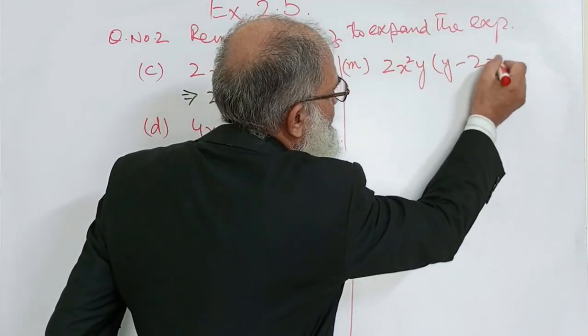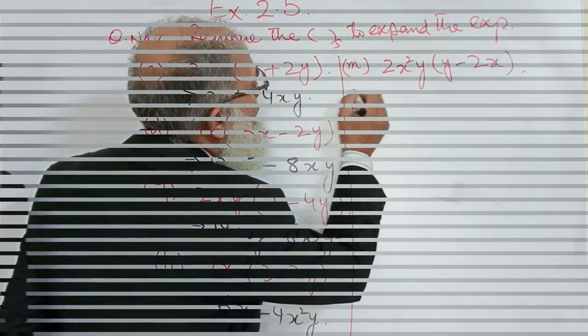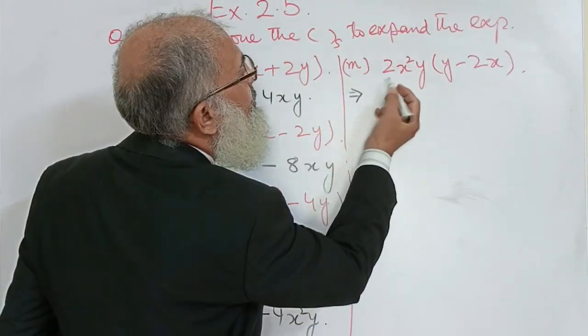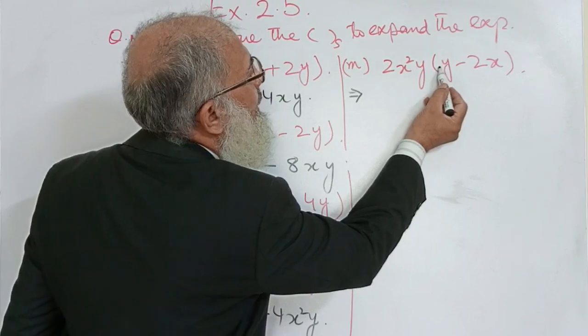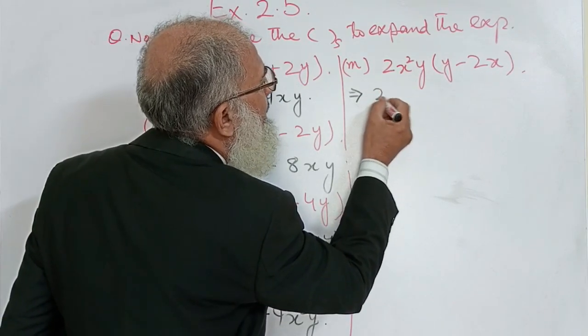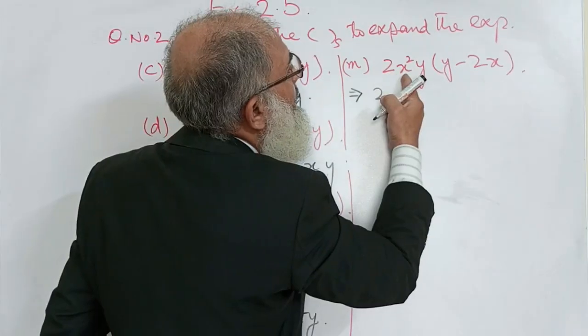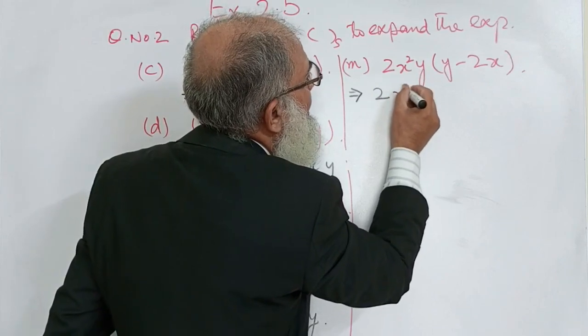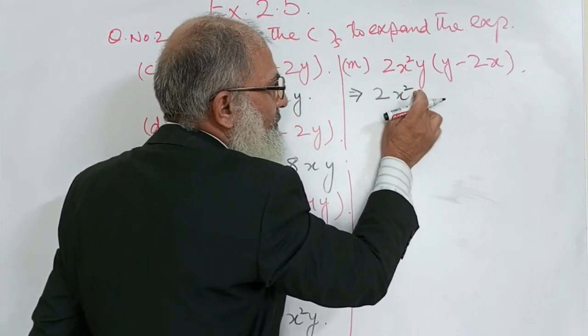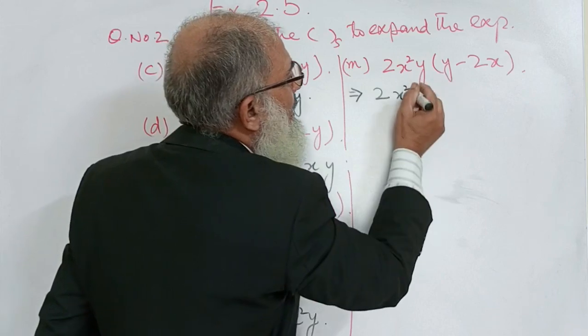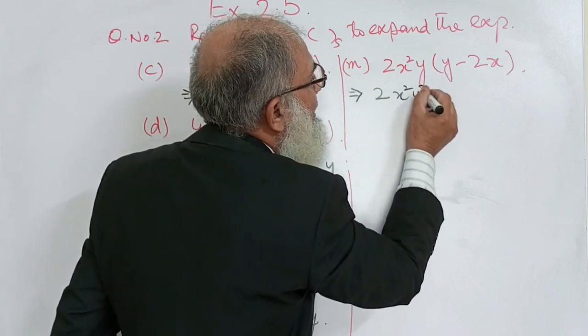Y minus 2x. Nothing to be afraid of. Again, I tell you that 2, nothing is here, so it will remain as 2x square, and now you see that we have a y over here and y over here, so it will become y square.